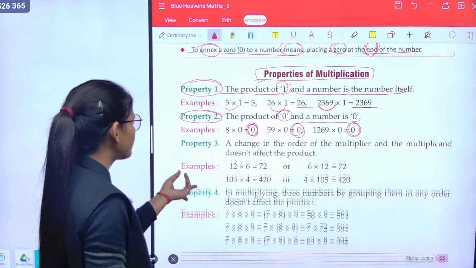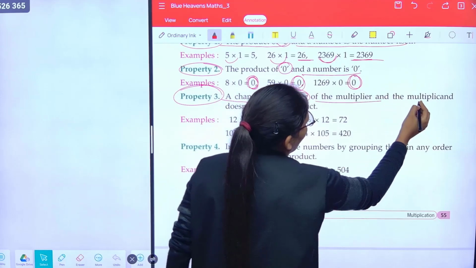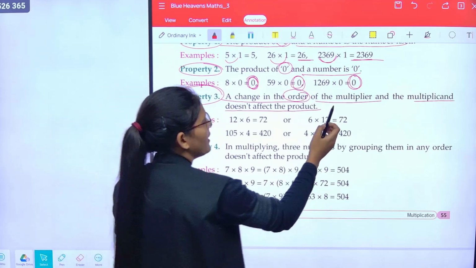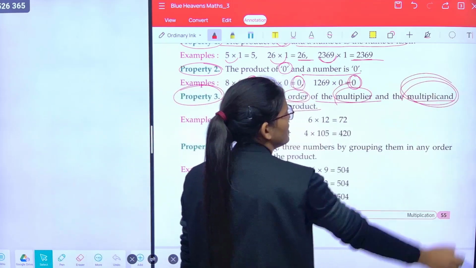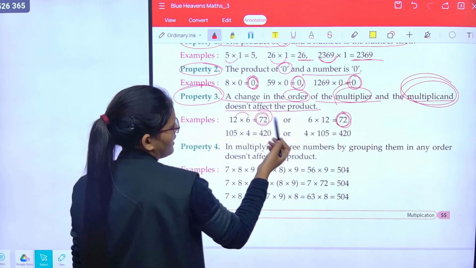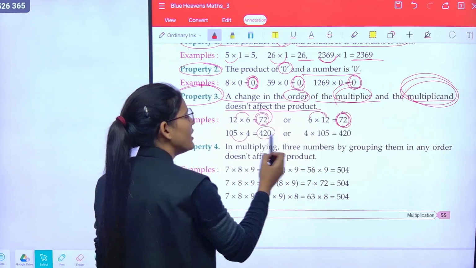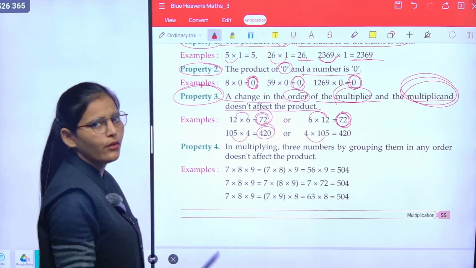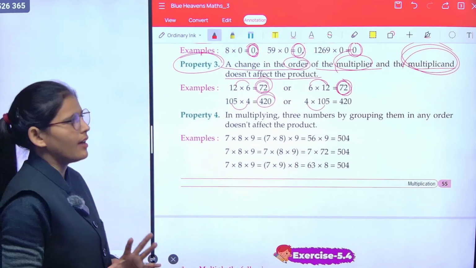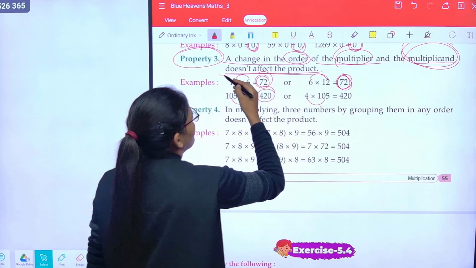अंडरस्टूड क्लास? Now property 3: a change in the order of the multiplier and the multiplicand does not affect the product. अगर हम अपने मल्टीप्लायर और मल्टीप्लिकेंट की पोजीशन को चेंज कर देते हैं, तब भी हमारा प्रोडक्ट सेम होगा. लाइक 12 into 6 is 72 और 6 into 12 also is 72. 105 into 4 is 420, 4 into 105 is equal to 420. Both are same. The order of multiplier and multiplicand does not affect the product.